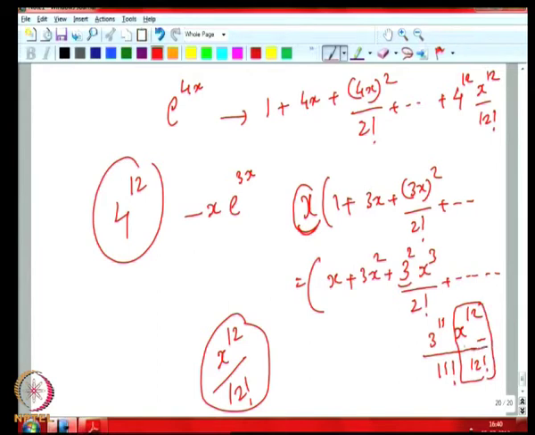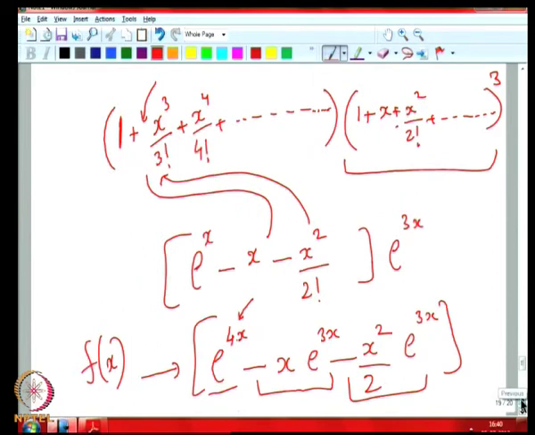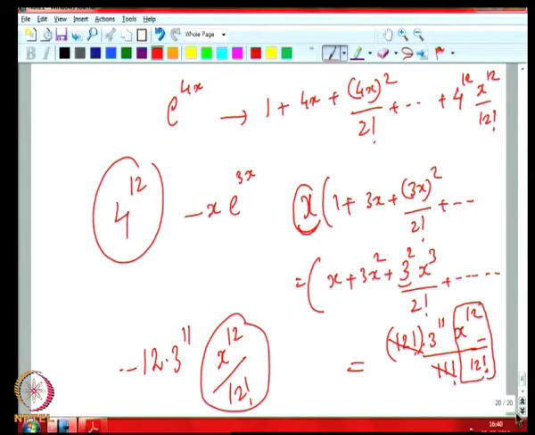But what we want is only the coefficient of x raised to 12 by 12 factorial. So we introduce the 12 factorial in the denominator, but then we have to balance it by putting the same 12 factorial in the numerator. Cancelling 11 factorial and 12 factorial, you will get 12 into 3 raised to 11, that will be the coefficient of x raised to 12 by 12 factorial here. This is the contribution from this term. So we have a minus also, it's minus of this.